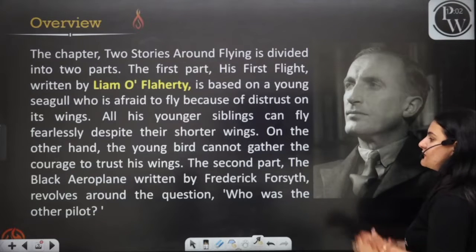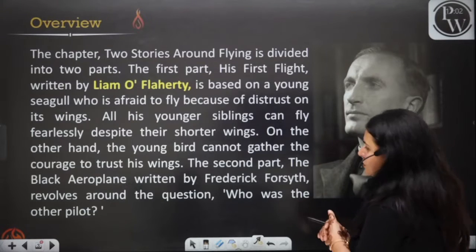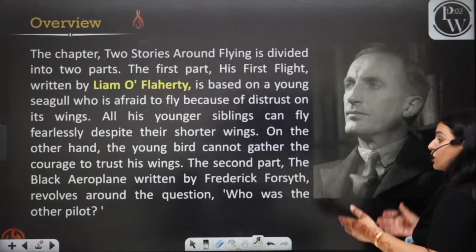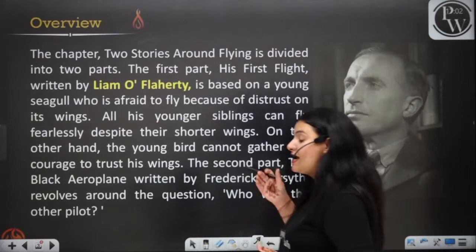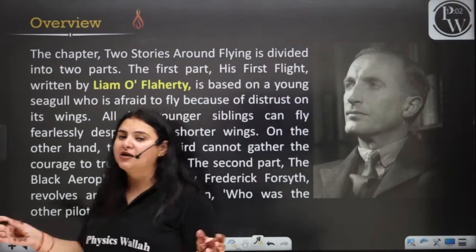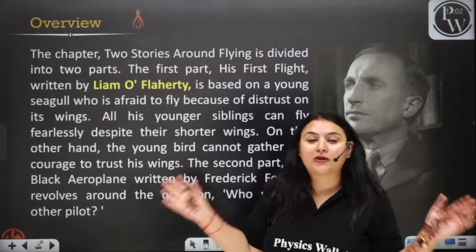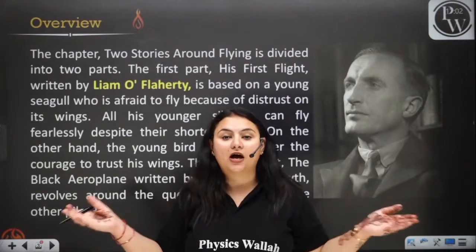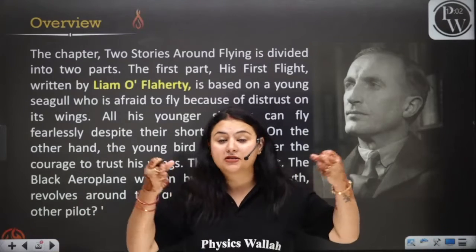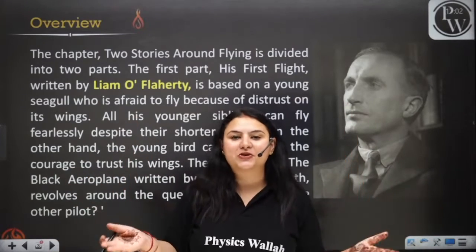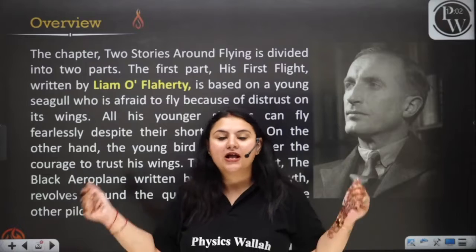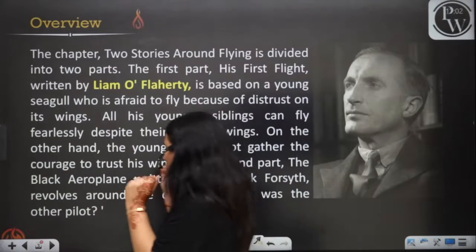In the second part, The Black Aeroplane, written by Frederick Forsyth, revolves around the question, who was the other pilot? Now, this second part is quite a mystery, okay? And here, the only question is, who was the other pilot? It's quite a mystery, and the mystery unravels in the end. Now, let's catch up with both the chapters.